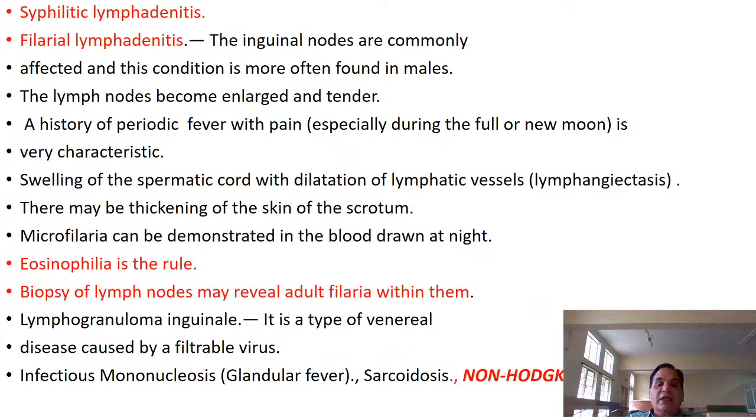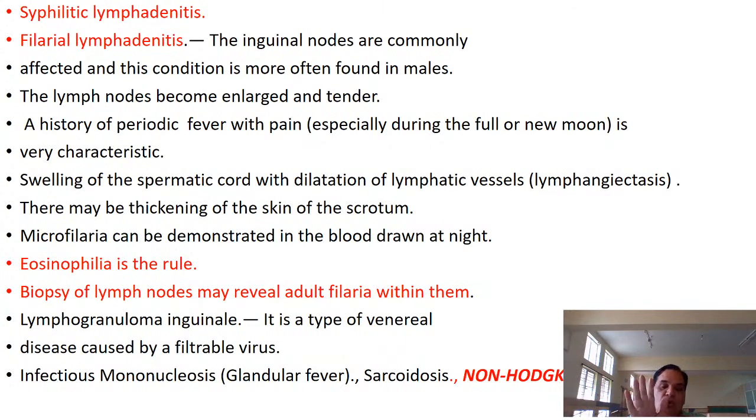In males, there will be enlargement of the spermatic cord with dilatation of lymphatic vessels called lymphangiectasis. Thickening of the skin in the scrotum. Now remember, this is diagnostic of filariasis. If you see a filarial hydrocele, the skin is very, very thick. You cannot pinch the skin. Microfilaria can be demonstrated in the blood which is drawn at 4 a.m. in the morning, which is a part of a government initiative.